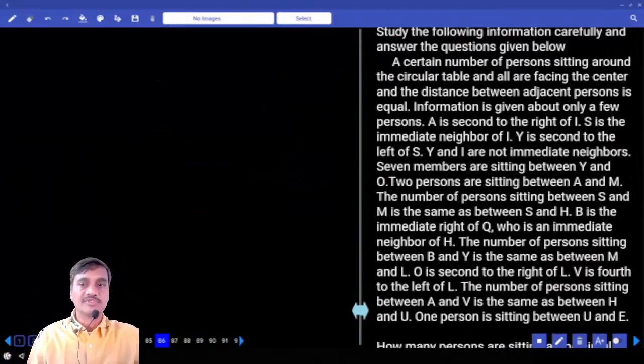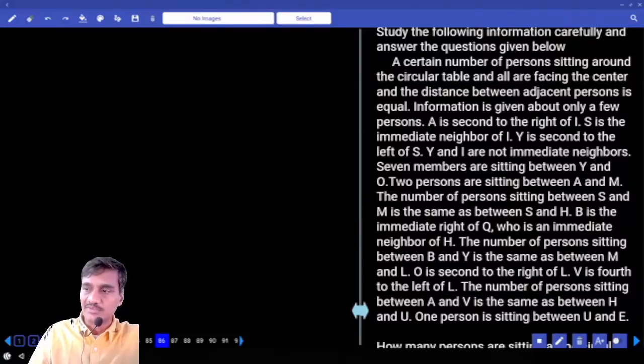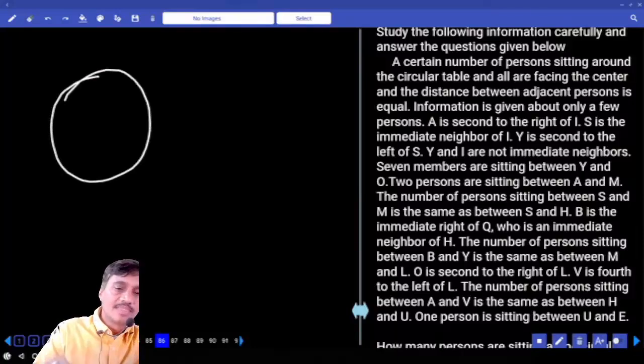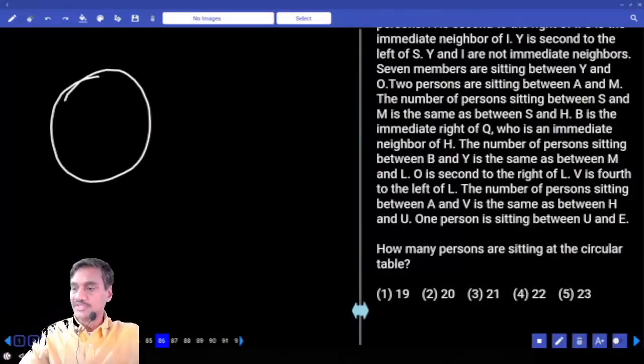A certain number of persons are seated around a circular table and all are facing towards the center. All the persons are facing towards the center and each other. Clear? First, why did we leave this question? Tell me.